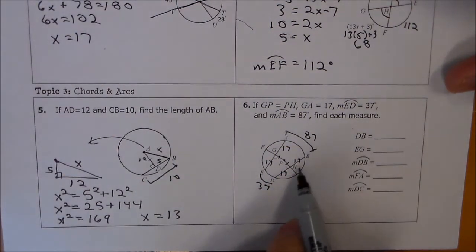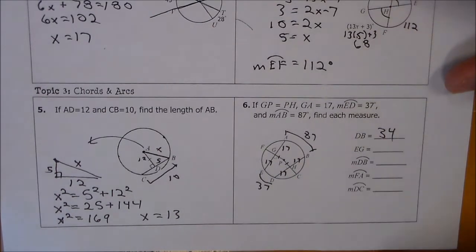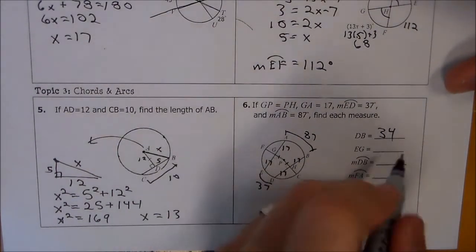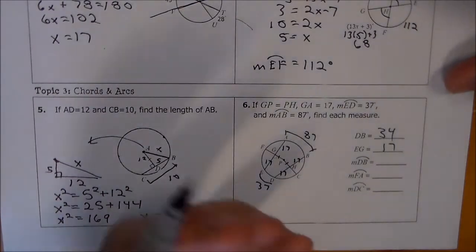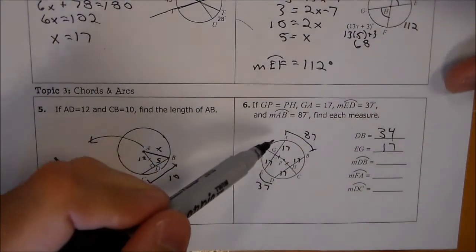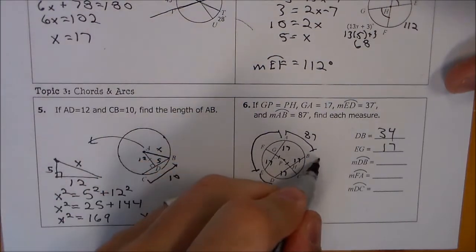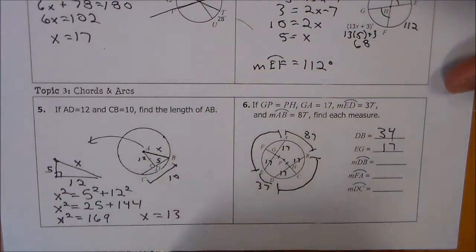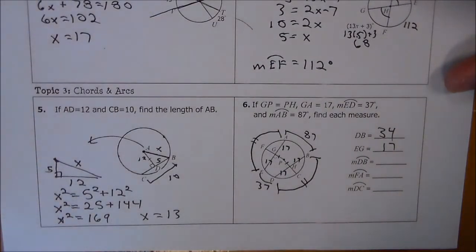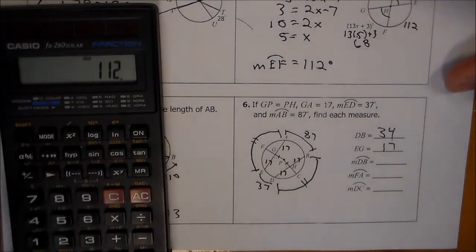For DB, it's the two 17s together. It's 34. For EG, it's 17. And now we can look at arcs. Well, I know that these two arcs are the same right here. So let's pull our congruence there. I know those match. I got to find what those need to be.